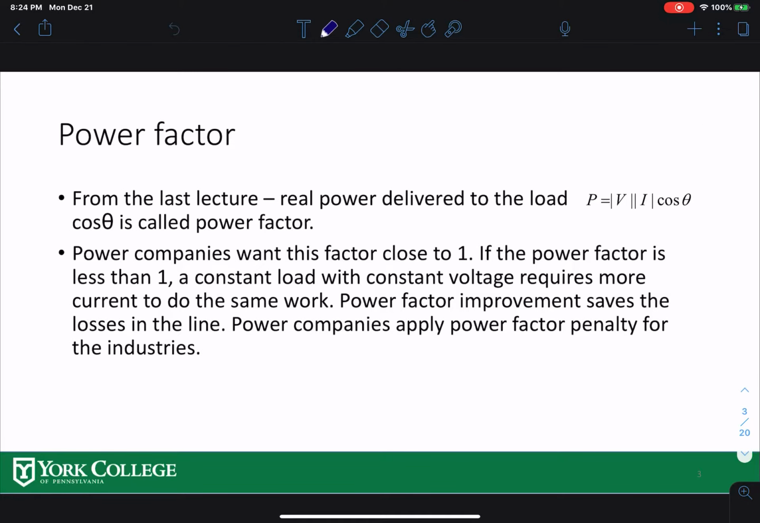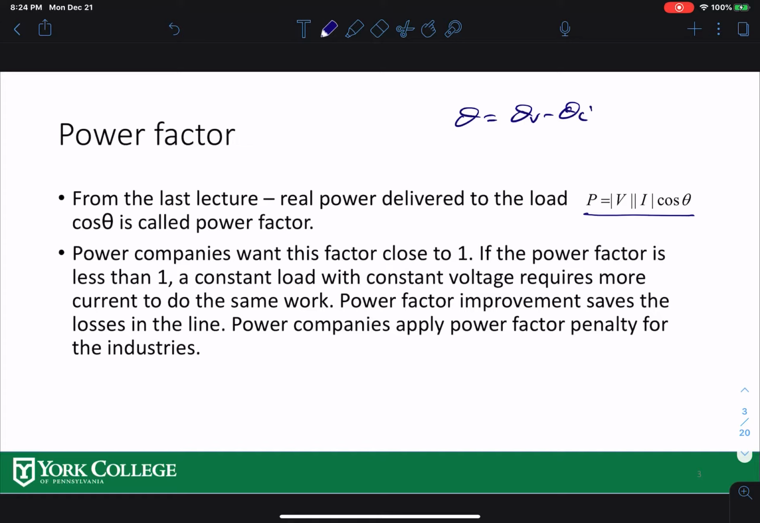So, as you know, real power in a power system, as we discussed in previous classes, is VI cosine theta. Both V and I are RMS values, and theta is the angle difference between voltage and current. So theta here is theta V minus theta I, the difference between the voltage angle and the current angle.